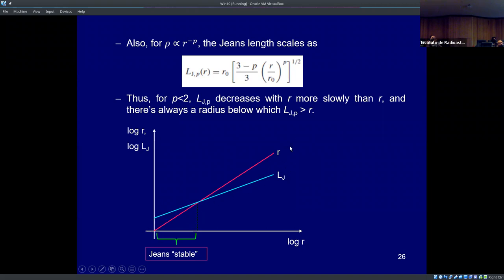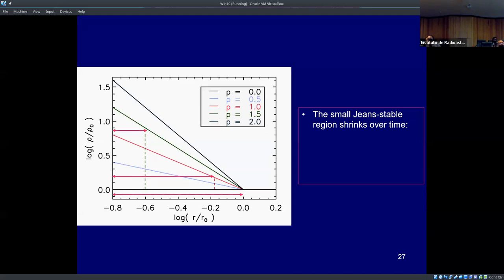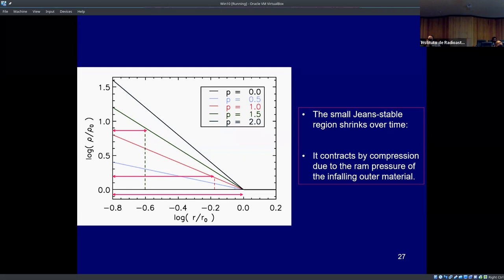So even if you have a multi-Jeans-length object at large scales, the inner parts always look like they have a radius smaller than the Jeans length, which means that... and not only that, the Jeans-stable region shrinks over time. So for example, this is at the beginning, and this is sometime later. And so this Jeans-stable region is shrinking over time.